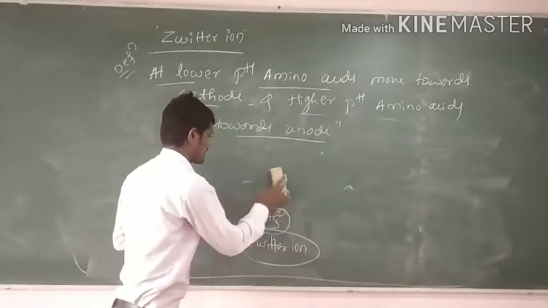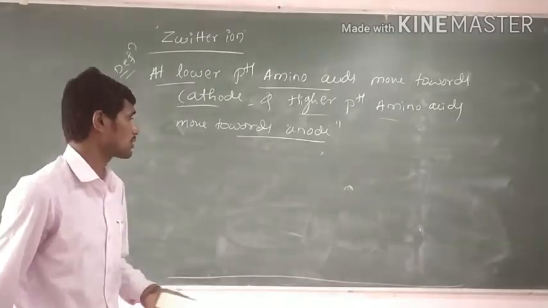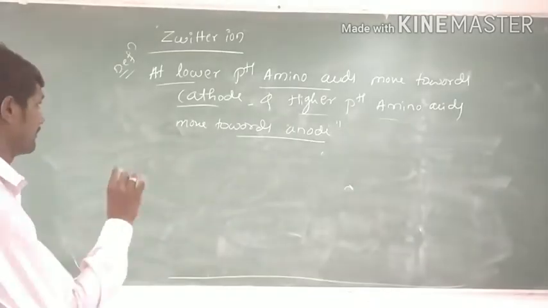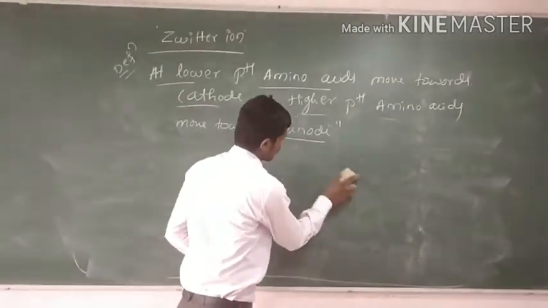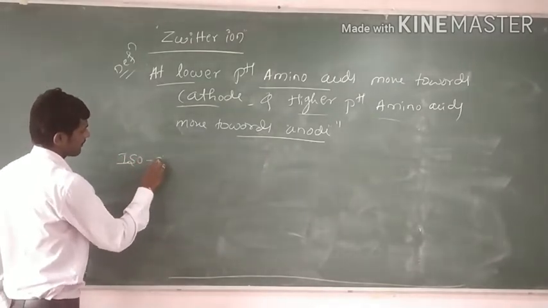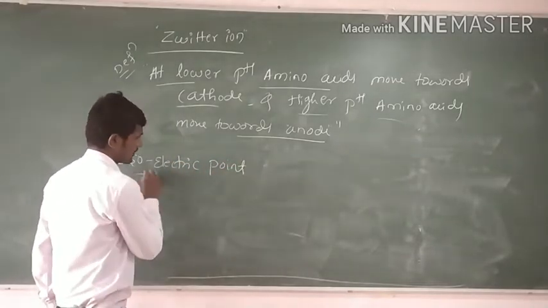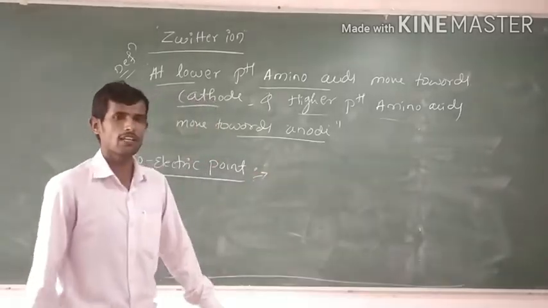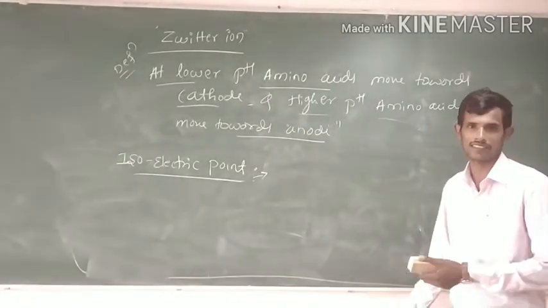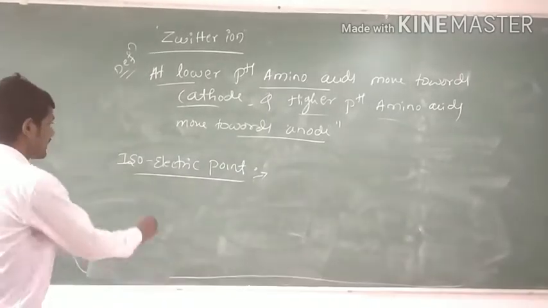If you remember this concept, that at lower pH amino acids move towards cathode and at higher pH amino acids move towards anode, then you also remember one very important definition point, that is isoelectric point. At a particular pH, our amino acid cannot move towards either anode or cathode. That particular point is called isoelectric point.